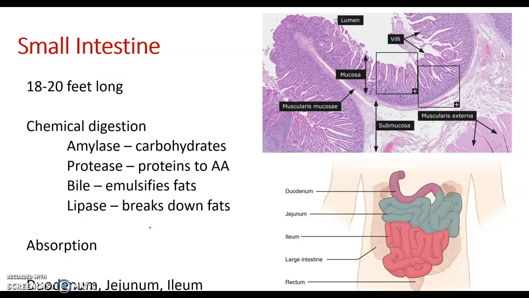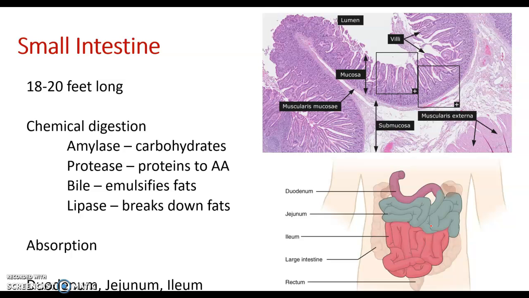The small intestine is about 18 to 20 feet long, and we probably know that it's all twisted up so that we can fit all of that area into our abdominal cavity.